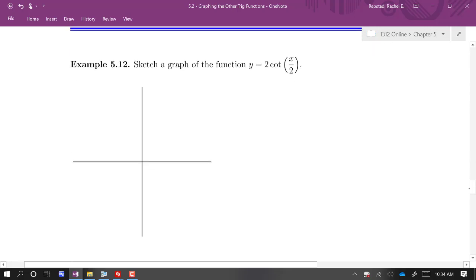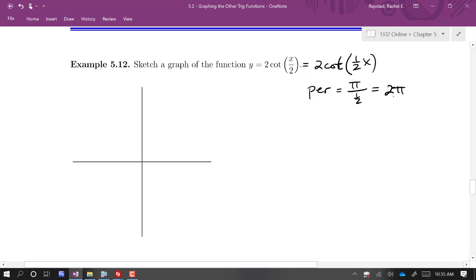Okay. Let's do one more. We're going to sketch a graph of 2 times cotan of x over 2. Notice that there's no phase shift now. I can tell because we're not adding or subtracting a constant inside the function. The period, let's see, the value of b, the coefficient on x here is 1/2, right? This is 2 times cotan of, dividing x by 2 is the same as multiplying it by 1/2. So there's 2 times cotan of 1/2 x. So the period is pi divided by 1/2, which is pi times 2, or 2 pi.